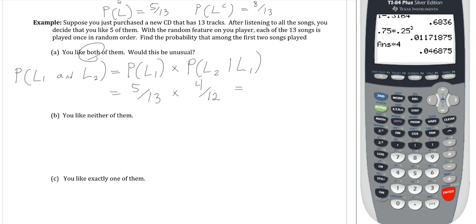Therefore, we multiply these. 5 times 4 is 20. 13 times 12, we did before a couple pages back, is 156. And that is our final answer.